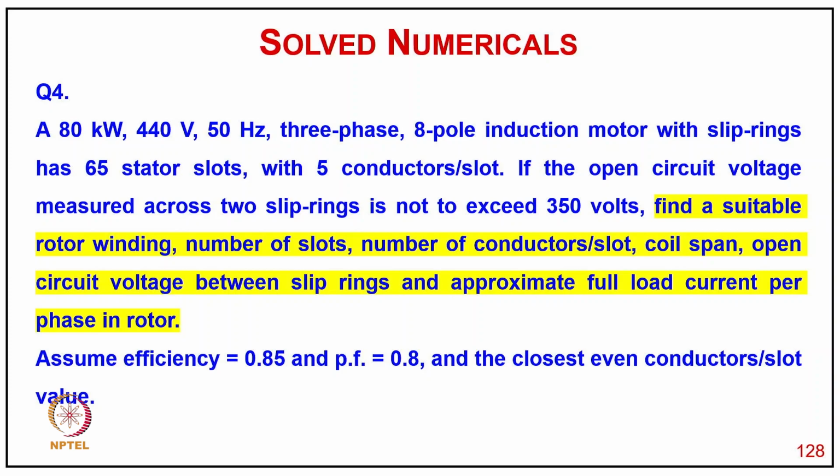Coming to the fourth problem: an 80 kilowatt, 50 Hz, 3-phase, 8-pole slip-ring induction motor has 65 stator slots and 5 conductors per slot. If the open circuit voltage measured across two slip-rings is not to exceed 350 volt, find the suitable rotor winding, number of slots, number of conductors per slot, coil span, open circuit voltage between slip-rings, and approximate full load current per phase. Assume efficiency of 0.85 and power factor 0.8, and choose the closest even construction slot value.